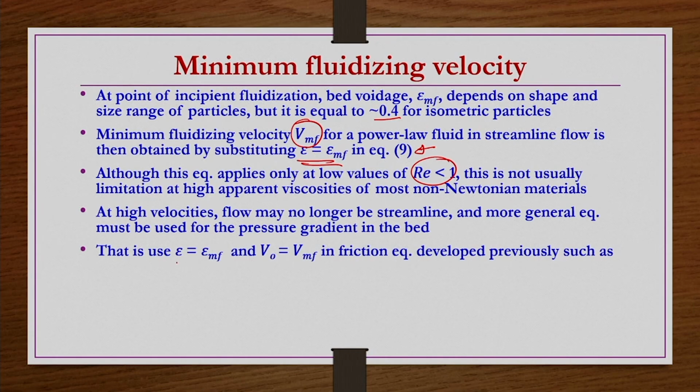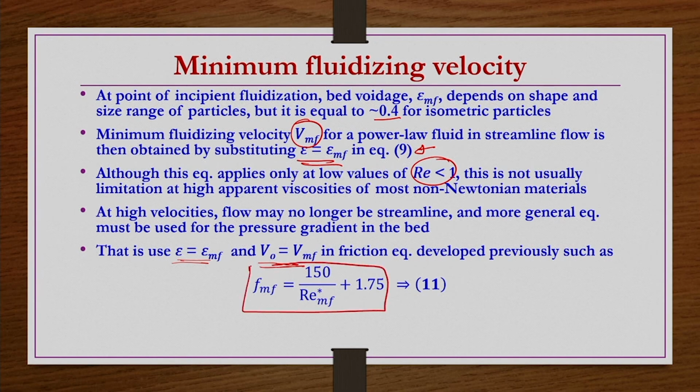So, epsilon is equal to epsilon mf and V naught is equal to Vmf in the friction factor equation, where f is equal to 180 by R star plus 1.75. So, there we have to substitute. When you take both the contributions from the streamline as well as the turbulent flow region, this is the equation we have.